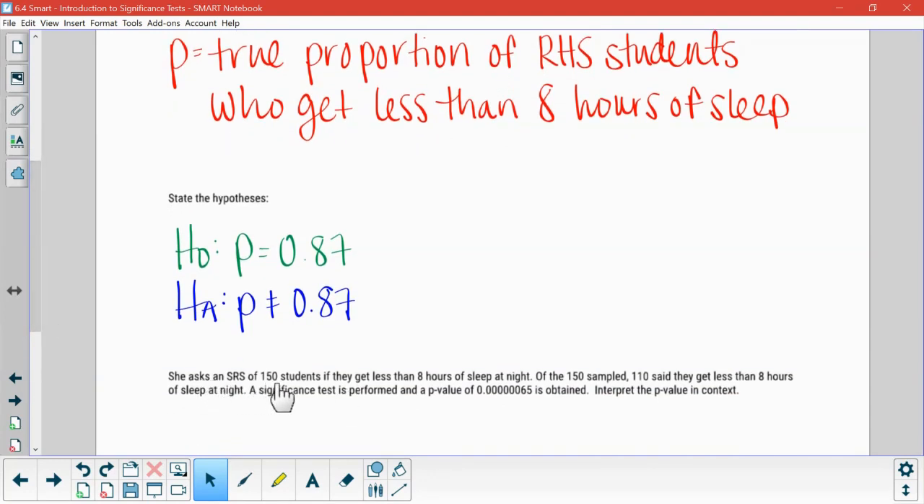She asks an SRS of 150 students if they get less than 8 hours of sleep at night. Of the 150 sampled, 110 said they get less than 8 hours of sleep at night. A significance test is performed, and a very, very tiny p-value is obtained. Interpret it in context. First, I want to make a note here. The p-hat, the sample proportion that I got, is 110 out of 150, which is approximately 0.7333. And we will again get into the mechanics of all of this.